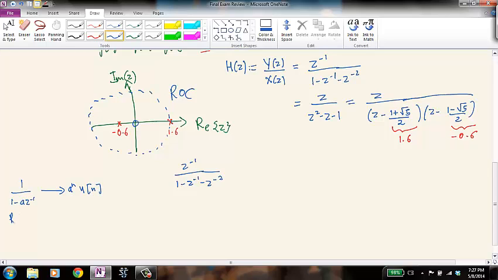And you need your region of convergence is magnitude of z greater than a. Okay, I think that's right. Please correct me if it's not. So you can just treat z inverse as a variable and do partial fraction expansion on that.